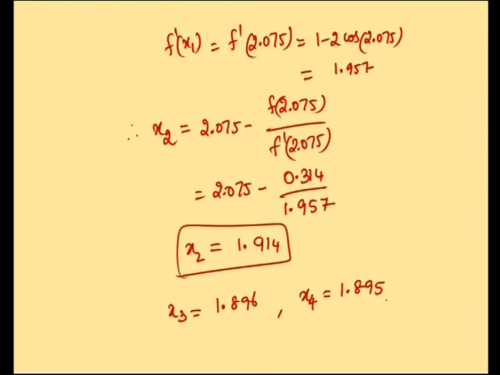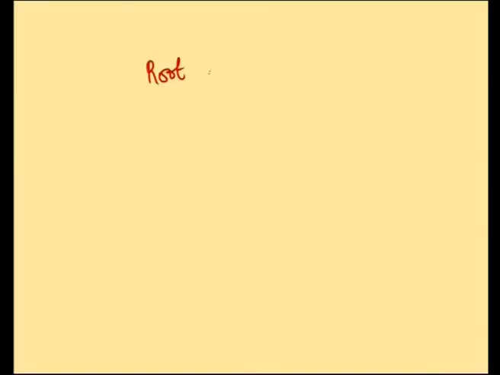and then x4 is equal to 1.895, and we get x5 also equal to 1.895, and we stop the iterations since the two consecutive iteration values, at the 4th iteration and 5th iteration, are the same, corrected to 3 decimal places. The root of x minus 2 sin x equal to 0 is 1.895.